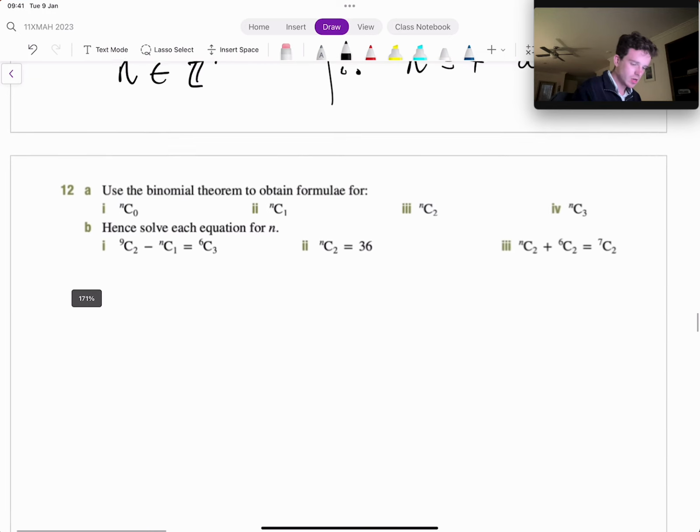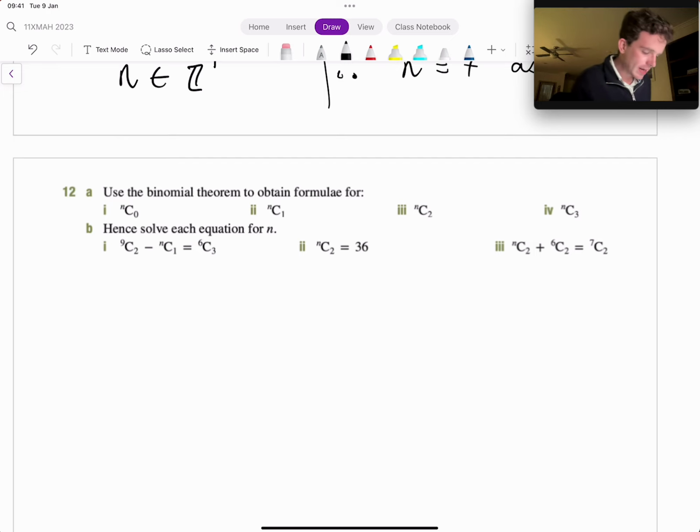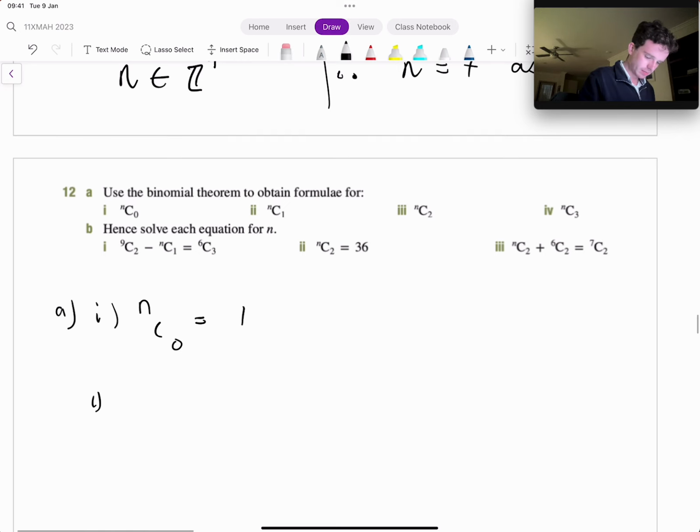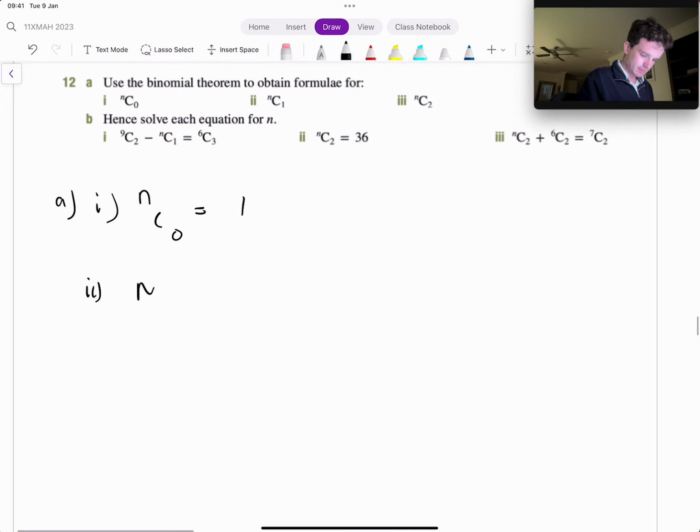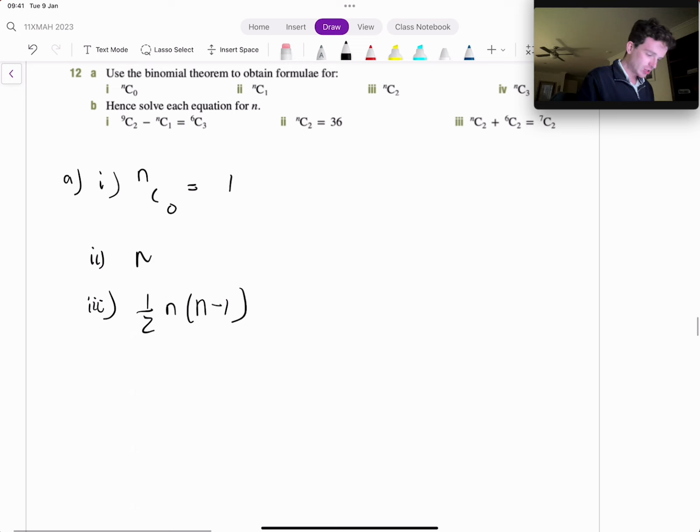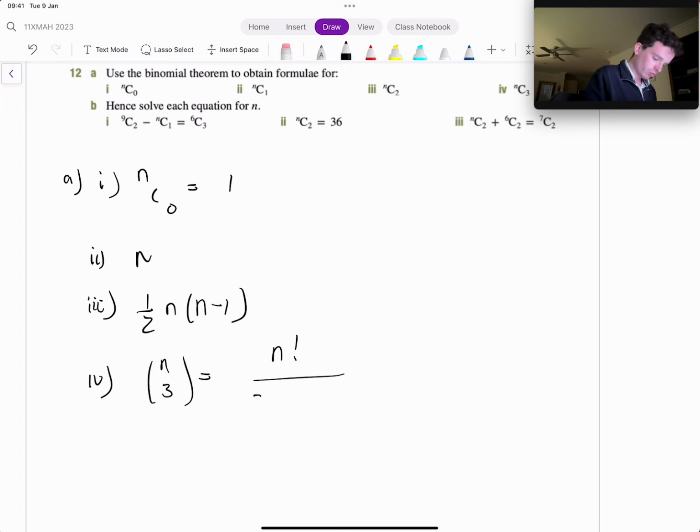Okay. For the binomial theorem, obtain formula for n choose 0, n choose 1, n choose 2, and n choose 3. Well, we already know that n choose 0 is equal to 1. We know that n choose 1 is equal to n. Part 3, we know that n choose 2 is 1 on 2n, n minus 1. Let's have a go at n choose 3. So n choose 3 is equal to n factorial over 3 factorial n minus 3 factorial.